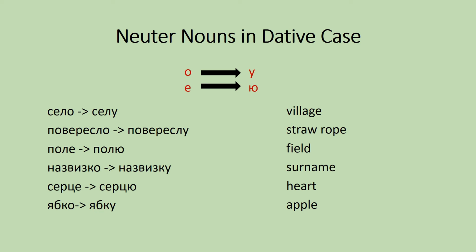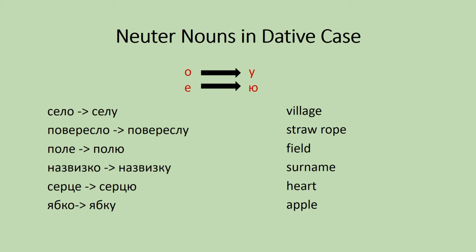Neuter nouns in the dative case. To put a neuter noun in the dative case, one needs to do the following. If in the nominative case the last letter is o, that letter becomes u in the dative case. Conversely, if in the nominative case the last letter is e, that letter becomes u in the dative case. Let's look at the examples below. Selo, meaning village, becomes selu.